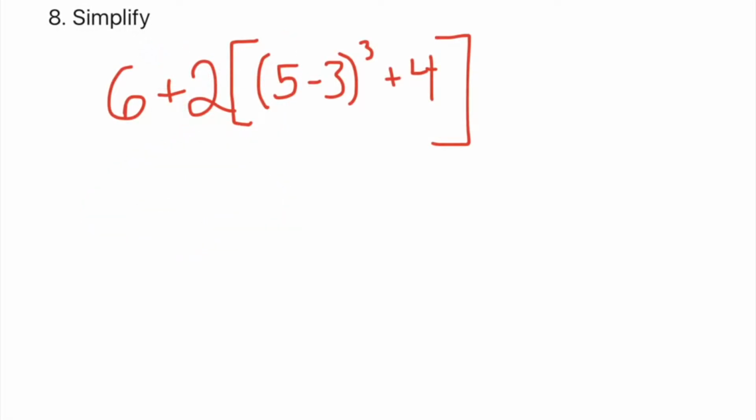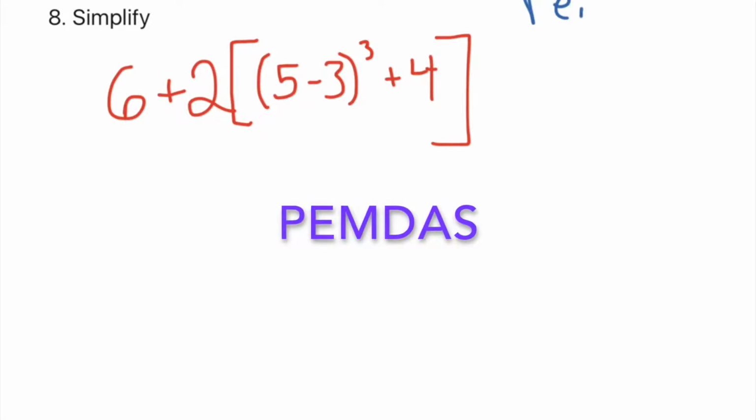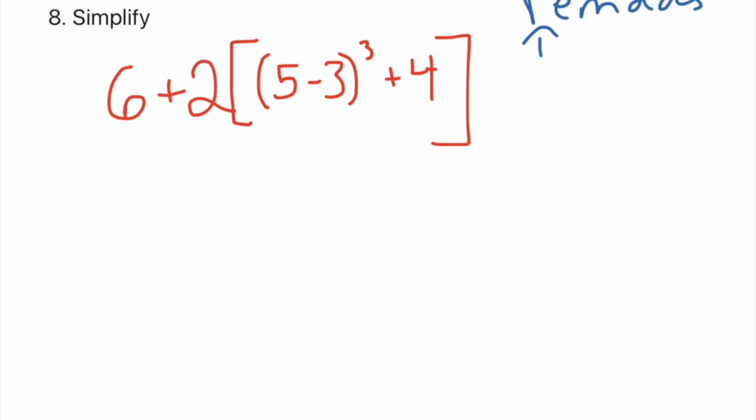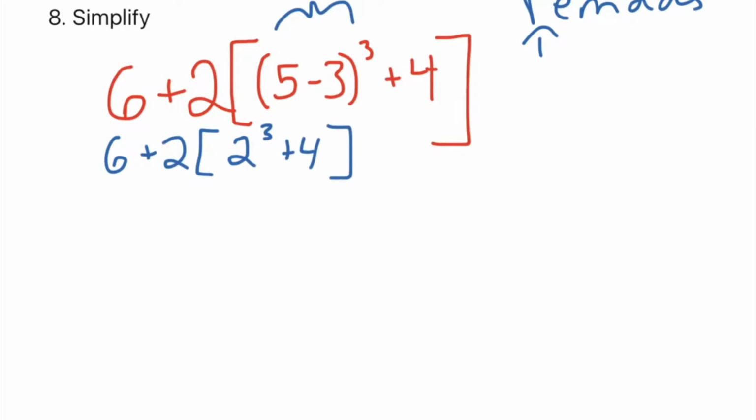Okay, another simplifying problem. Again, we have to follow our order of operations, and we have to start within our innermost parentheses. Remember, we've got our PEMDAS. So we start with parentheses, and our innermost parentheses is this 5 minus 3. So we have 6 plus 2, and then 5 minus 3 is 2 cubed plus 4. And now within these brackets, I need to do exponents.